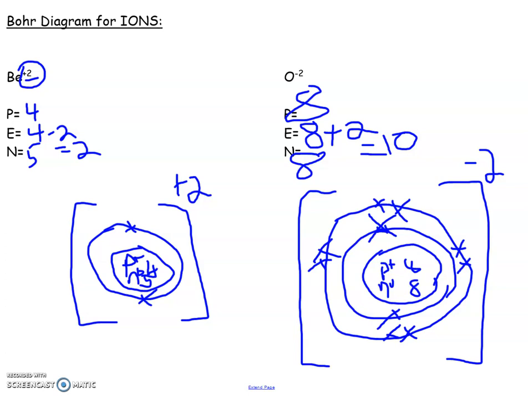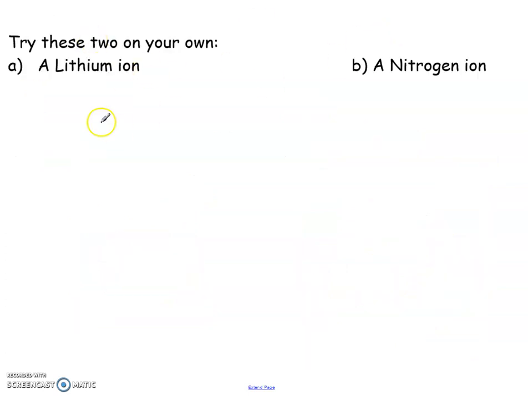Okay, so please pause the video. I want you to try these two. I want you to do a lithium ion and a nitrogen ion. So I want you to think about what the charge would be and then draw them accordingly. So do the P, E, N numbers and then show the actual ion with the Bohr Rutherford diagram.